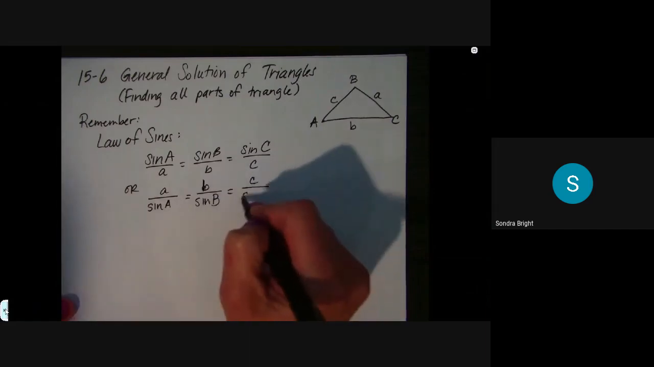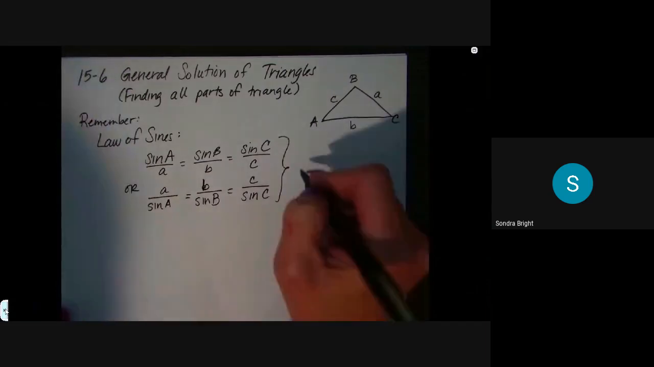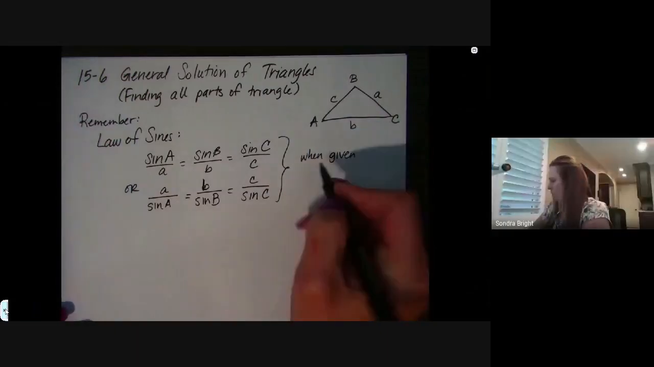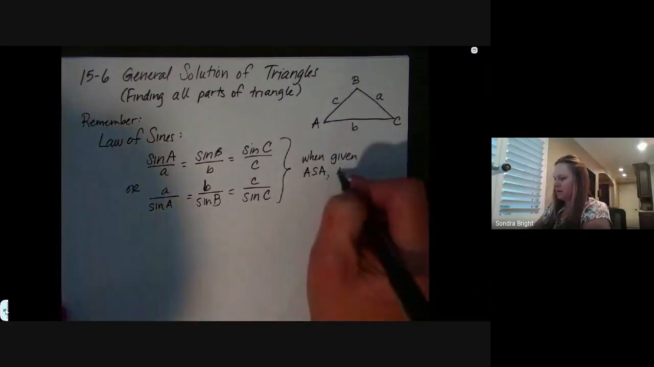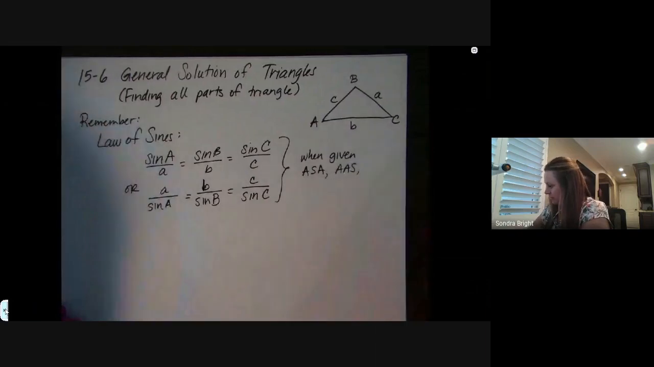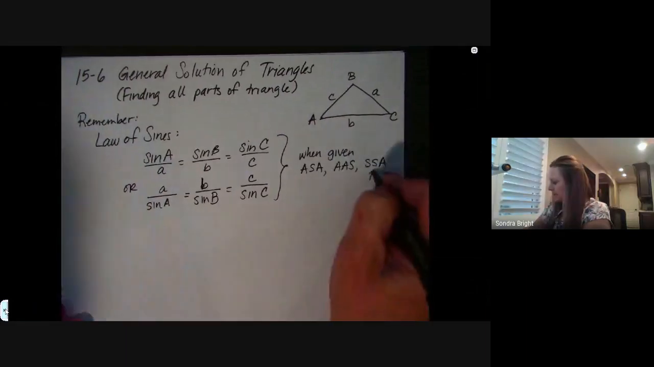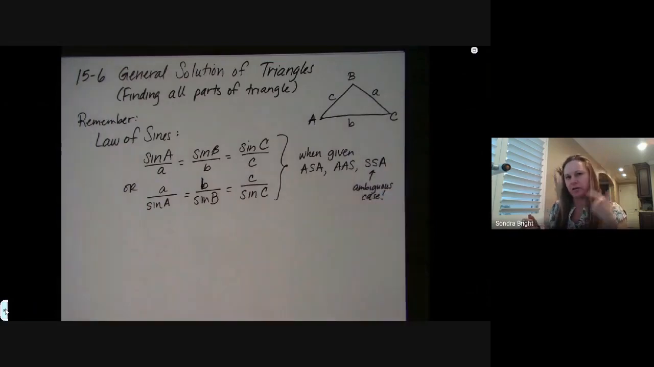And using the law of sines was when you're given angle, side, angle, or angle, angle, side, or the pain in your butt ones, side, side, angle. Remember that this one is the ambiguous case. It's the one where you're going to look to see if there's 1, 2, or no triangles. So keep that in mind when you're given that information. So we did the law of sines.